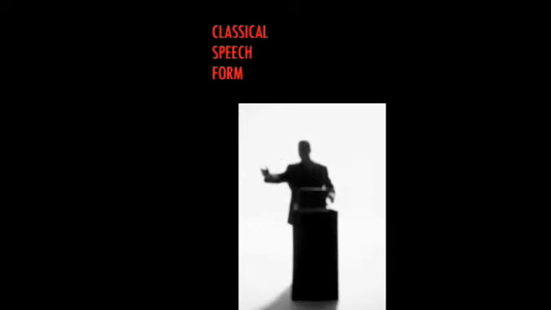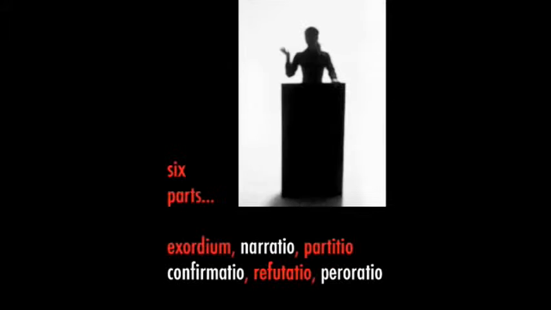It's a way of structuring an oration or prose argument so that its parts fall in a certain order. For the purposes of this lecture, a classical argument can be divided into 6 different parts. They are the exordium, the narratio, the partitio, the confirmatio, the refutatio, and the peroratio.